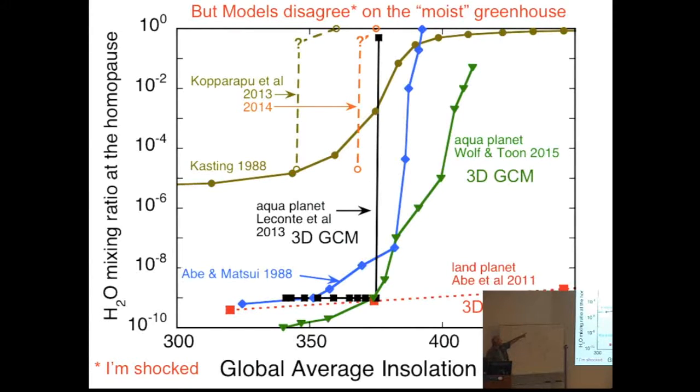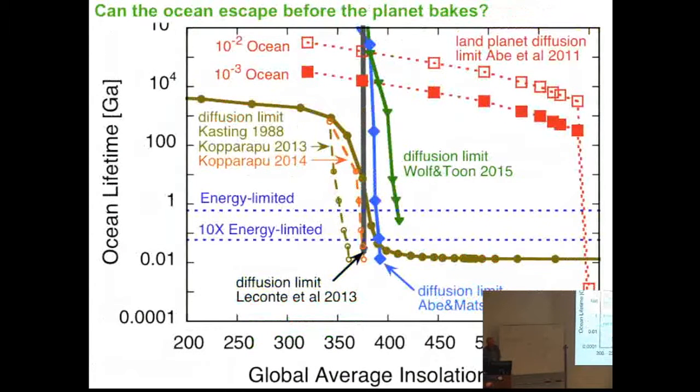Wolf and Toon versus LeConte et al., just modeling. As I say, models disagree. This is how long it takes to make the transition in these different models. The ocean lifetime is on this axis, so you can get rid of an ocean very, very quickly if you hit one of these. And that's all to say about that. The LeConte et al. model will not, of course, make a transition. You're just dead. If they're right about how things transition when the Earth hits the runaway greenhouse, snuffed.